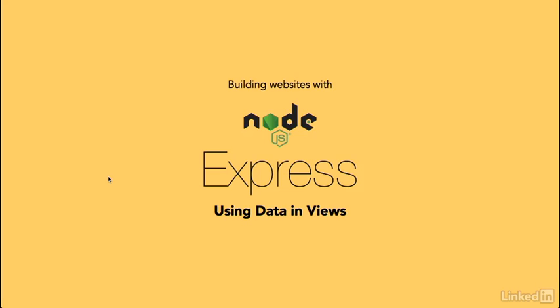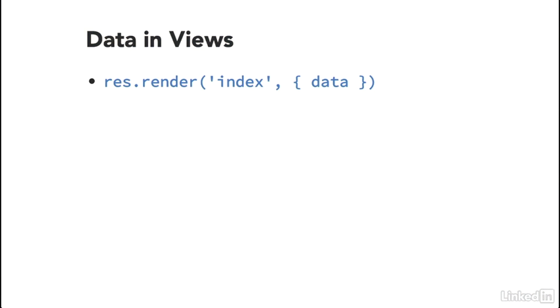Of course, in a real application, you need to be able to pass data along to your templates. Now, you can do that easily with Express routes. You can use the render method of the response to pass along a variable or an object from your routes to your views. It will become a local variable that you can use inside your templates.